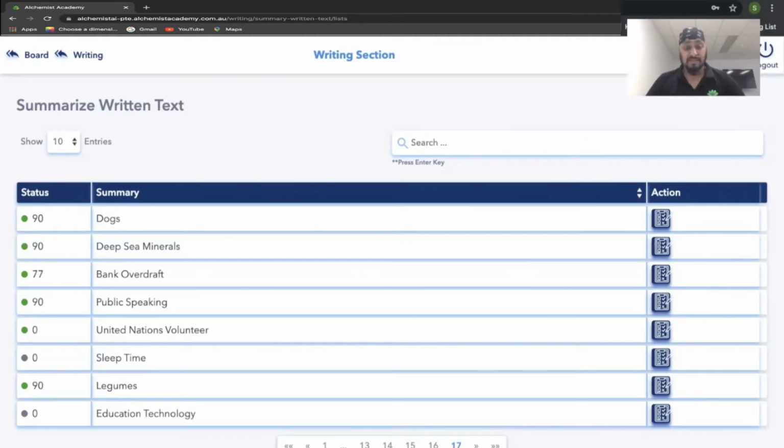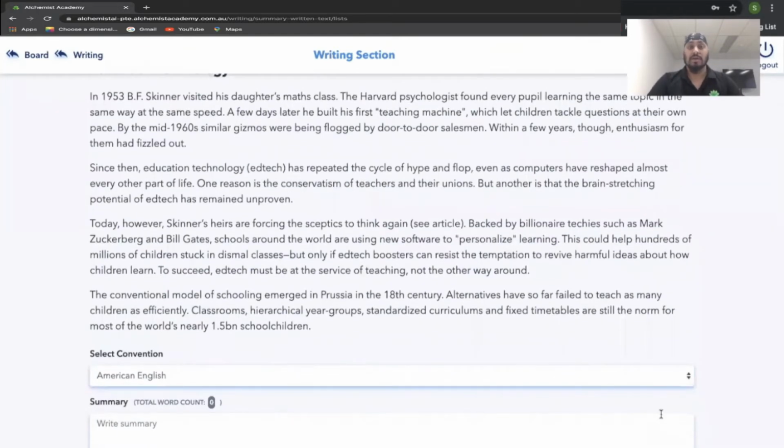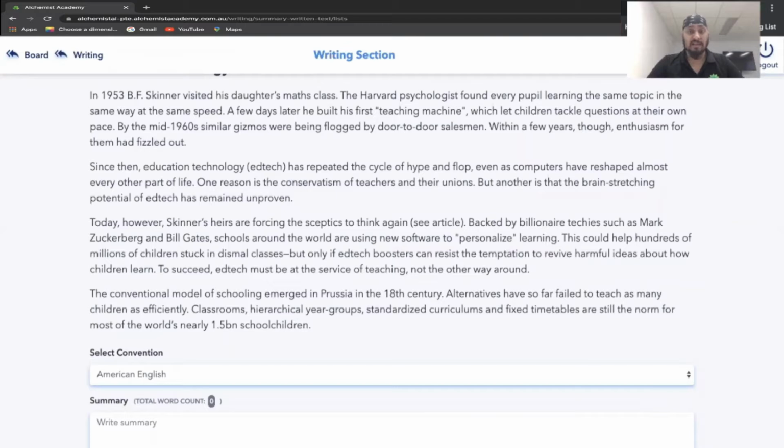All right, everyone. So let's start with another new question for summarized written text. This one, we'll pick up a completely different and new one. It's called education technology. Let's have a look. So again, back to the same old exercise. I want you to skim and scan the question, and let's see what this question is about. So it says it's about a psychologist, days, teaching machine, children, questions, gizmo, salesman. Okay.